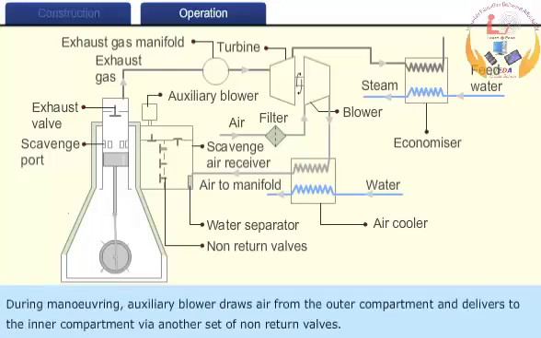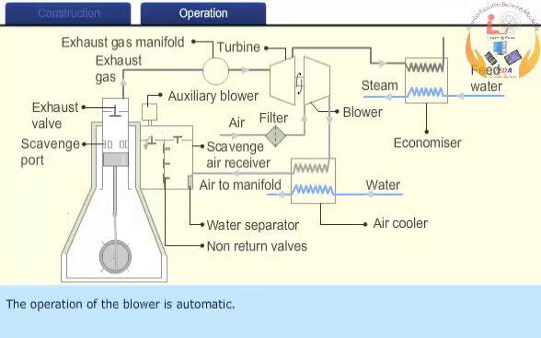During maneuvering, auxiliary blower draws air from the outer compartment and delivers to the inner compartment via another set of non-return valves. The operation of the blower is automatic. The blower starts whenever the scavenge air pressure drops below a preset limit. It stops automatically when the pressure is sufficient.